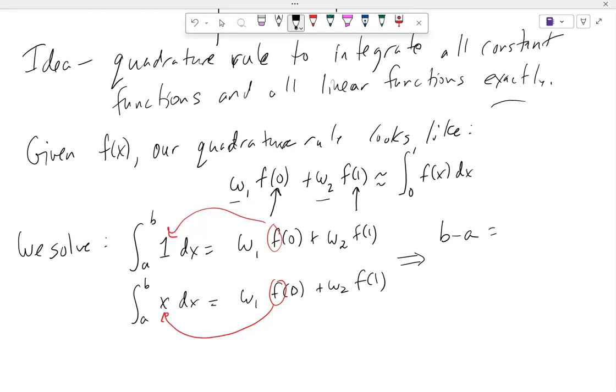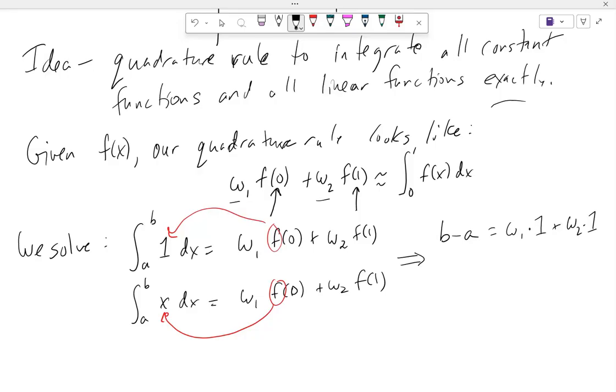Now, on the right-hand side, remember, the function we are given is 1. So what's f of 0 if the function we are given is 1? 1? And what's f of 1 if we're given the function is 1? 1. Good. It's constant, right? So our b minus a here needs to be w1 times 1, or just w1, plus w2 times 1. Okay? That's the first equation we need to solve. Or, sorry, the first equation in our system we need to solve.